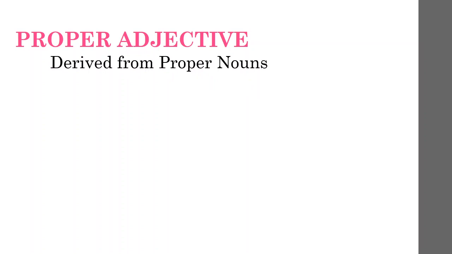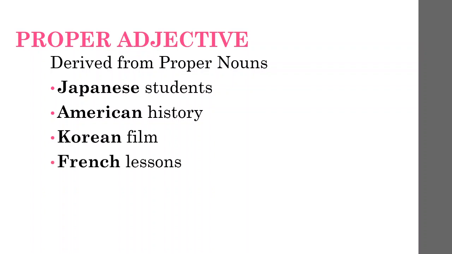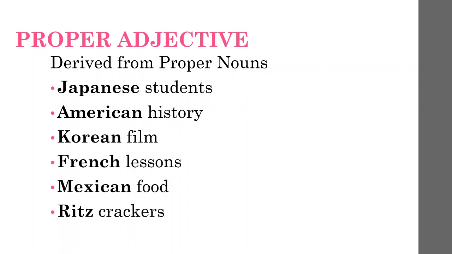Okay, so let's continue. Let's go to the second type of adjective that we're going to discuss today. We have also proper adjectives. Proper adjectives are based on proper nouns. We've discussed proper nouns before. It's the name of a certain or specific place, thing, or person. Examples: Japanese students, American history, Korean film, French lessons, Mexican food, Ritz crackers. As you can see here, Japanese, American, Korean, French, Mexican, Ritz, these words are what we call proper adjectives because these words are based on or derived from proper nouns.